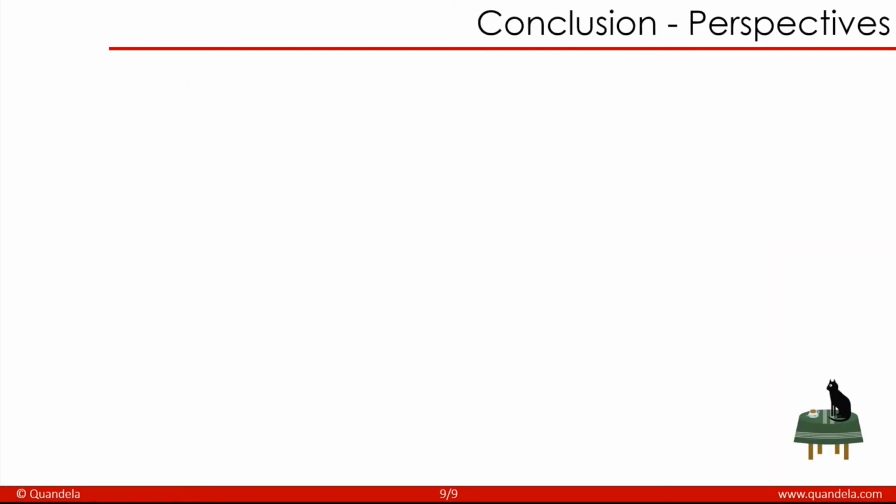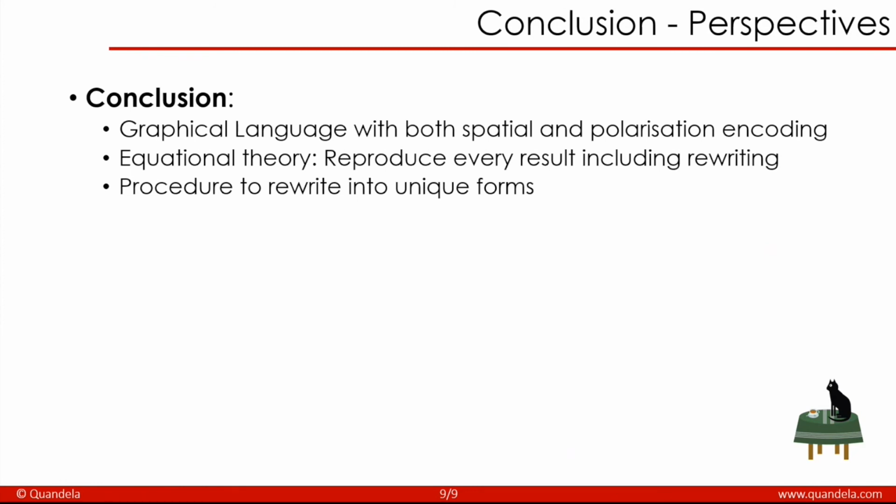So let's go for the conclusion. Here we have presented the graphical language with both polarization and spatial encoding. So basically we can write any circuit with polarization and spatial encoding with beam splitters and phase shifters. We have also introduced an equational theory, and we have shown that the set of equations is complete. So basically we can reproduce any result in quantum rewriting. We can rewrite any circuit into another equivalent one. And also we have shown a rewriting system that converges to what we call normal forms.